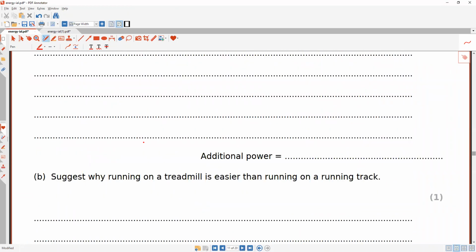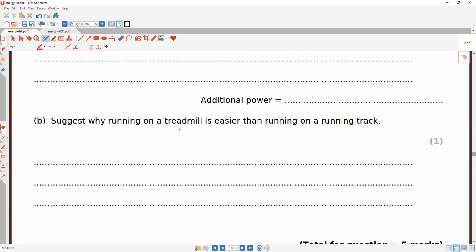Now, additional power we got. Suggest why running on a treadmill is easier than running on a racing track.